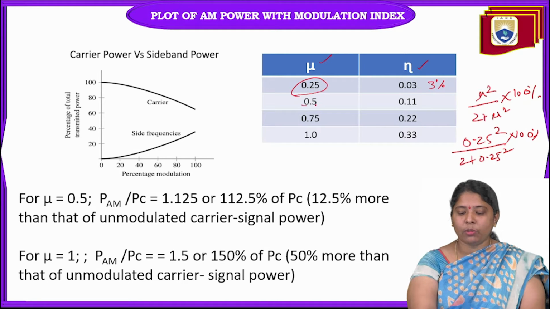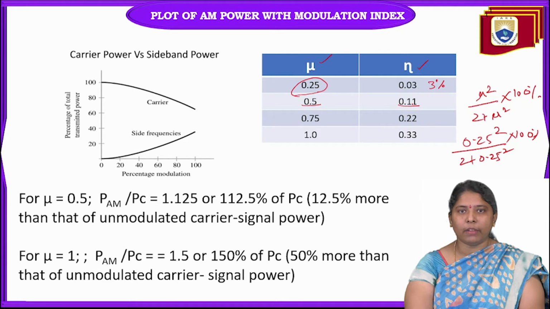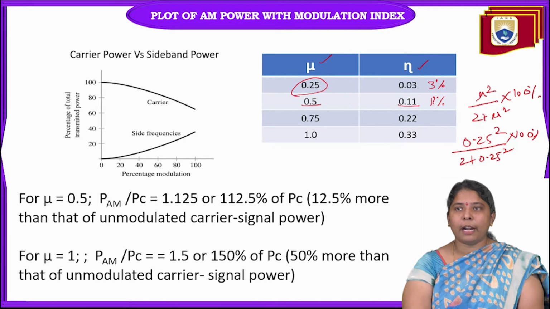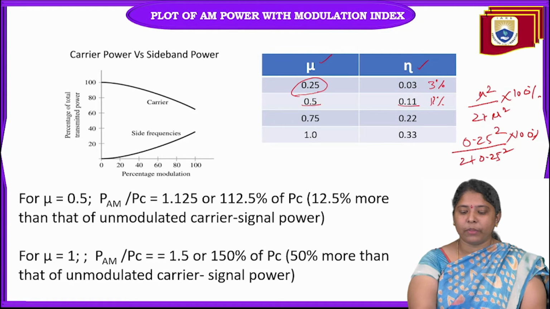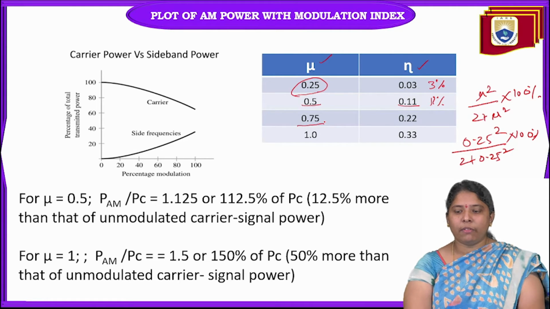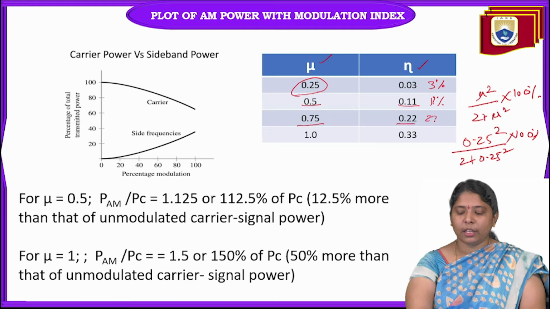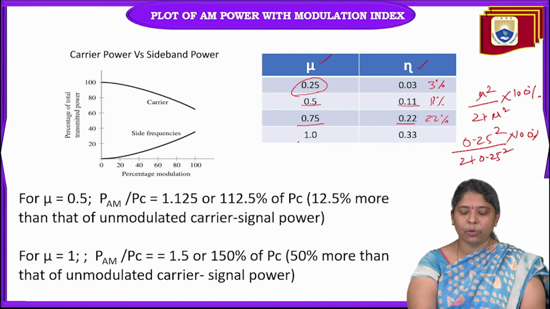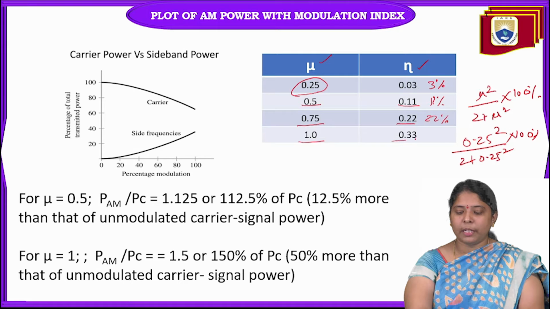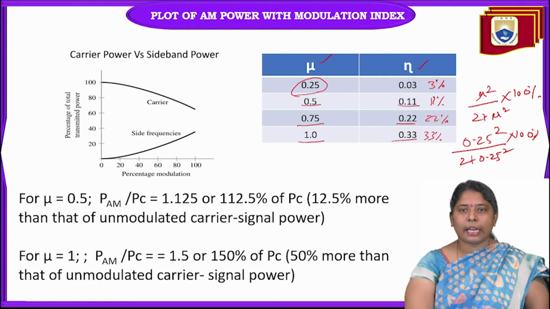If you take mu equal to 0.5, we get the efficiency value 0.11. 0.11 means only 11% is sideband power. The remaining 89% is wasted in the carrier power. Similarly, for mu 0.75, 22% is sideband power, and the remaining 78% is wasted in the carrier power. Similarly, for mu value 1, 33% is sideband power, and the remaining 66% is wasted in the carrier power.